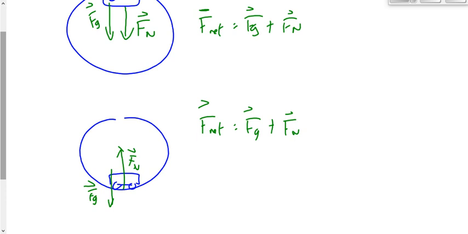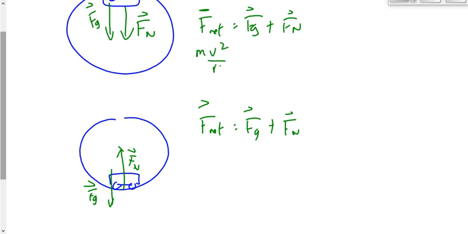What's F net also equal to? Yeah, technically it's m times a, like it always was in our last unit, but a is the centripetal acceleration, which is v squared over r. So Josh, you're right. The net force is mv squared over r. In other words, the net force is the centripetal force.